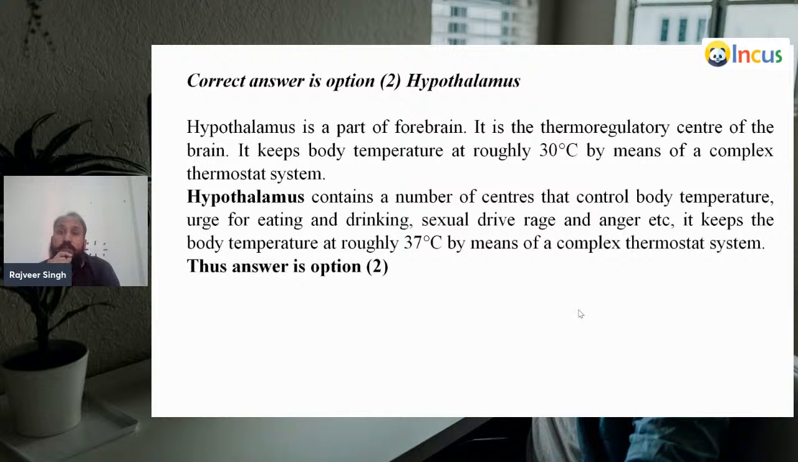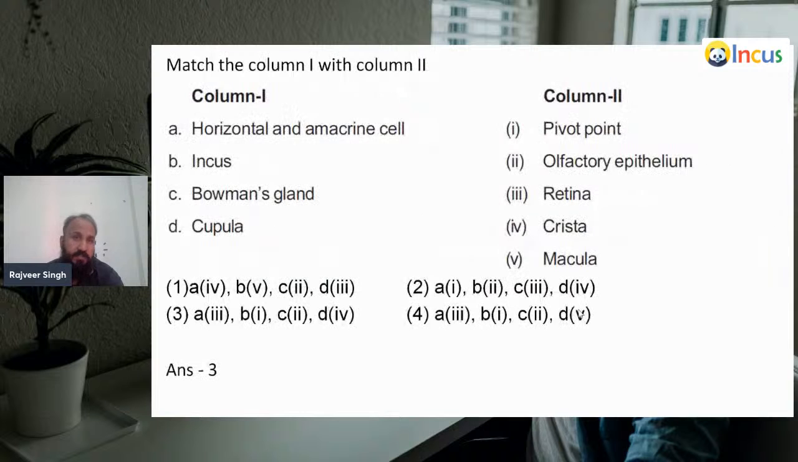It is the thermoregulatory center of the brain. The hypothalamus contains a number of centers that control body temperature, urge for eating and drinking, sexual drive, rage, anger, etc. It keeps the body temperature at roughly 37 degrees centigrade by means of a complex thermostat system. So hypothalamus is the better answer for this question.